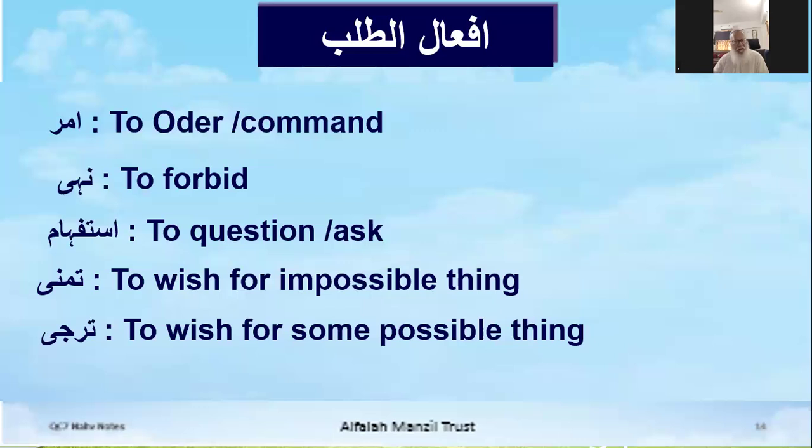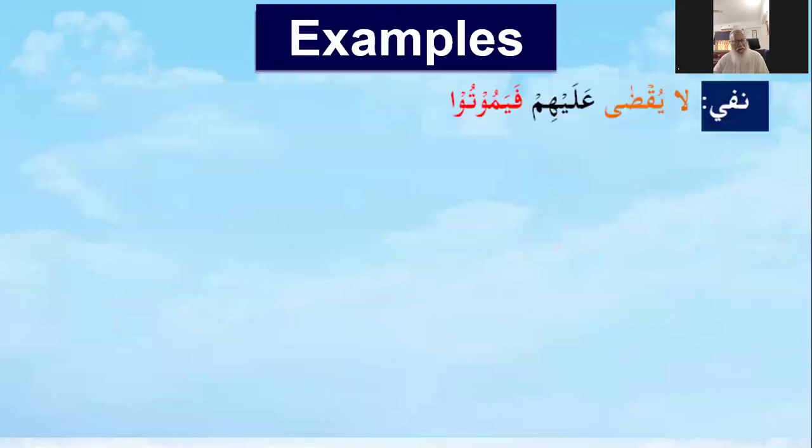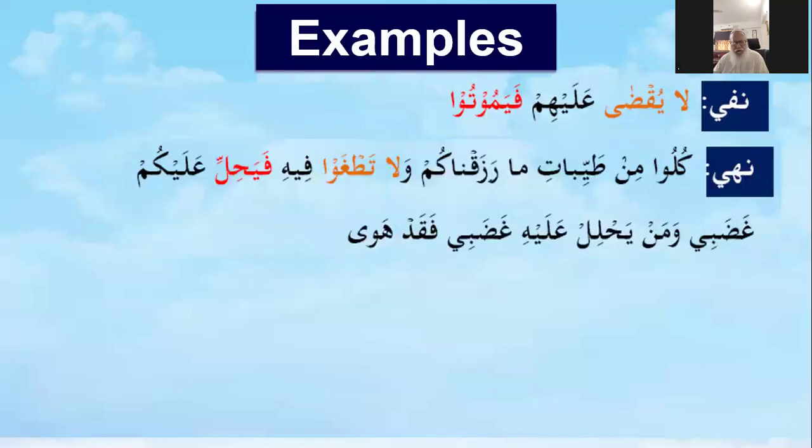So these are the five terms which we have used. The example for nafi, negation: La yuqda alayhi fayamutu. Nahi example: Kulu min tayyibati ma razaqtum wa la tatghaw fihi fayahilla alaykum ghadabi. Here it is fayahilla. After the fa, look, the yahilla has come with fatha.